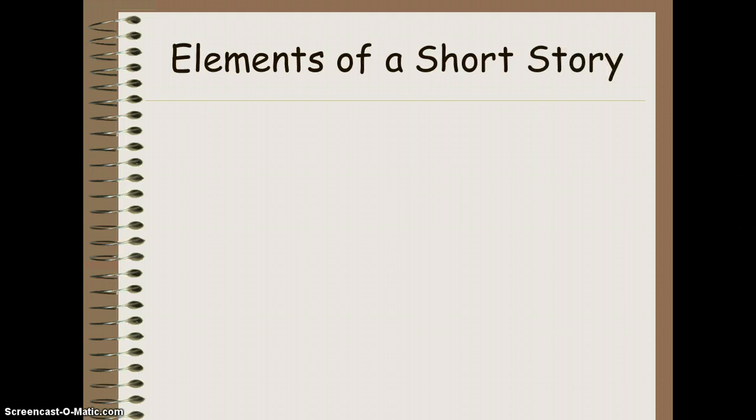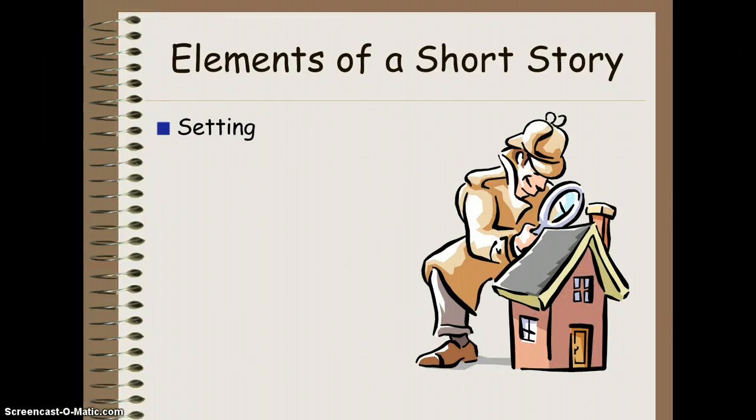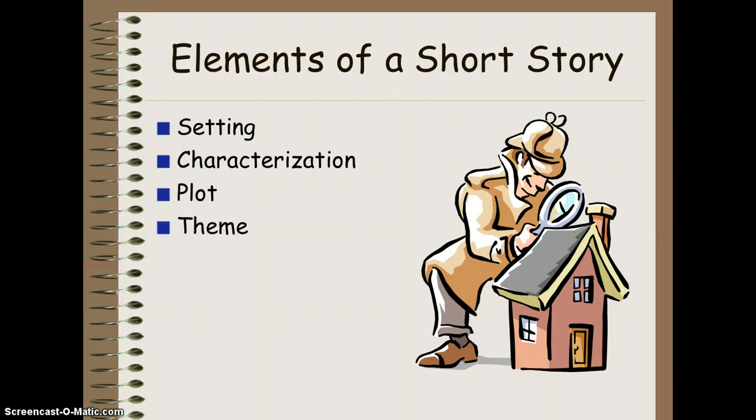There are really 5 elements in any short story: setting, characterization, plot, theme, and point of view. We will be reviewing each of these individually, and remember, you need to note the definitions on your graphic organizer, and you can pause at any time.